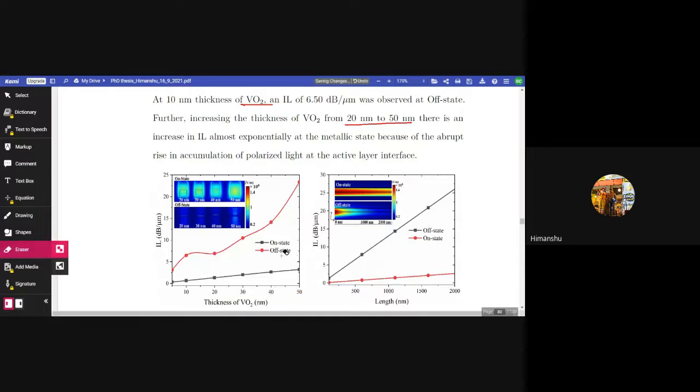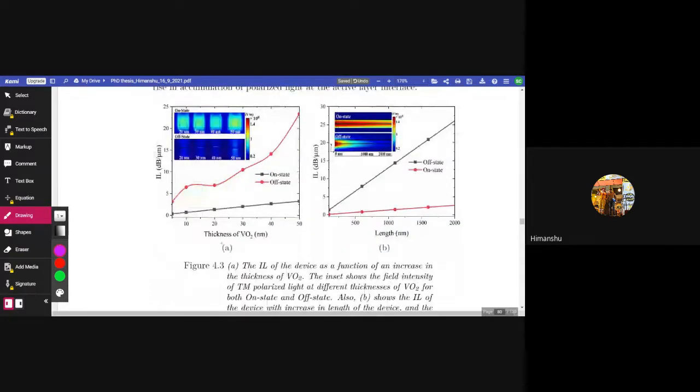So here in figure 4.3, there are two figures. Figure 4.3a shows the insertion loss of the device as a function of an increase in the thickness of vanadium dioxide, and the inset shows the field intensity of the TM polarized light at different thicknesses of VO2 for both on state and off state. So it means by increasing the thickness of vanadium dioxide inside the silicon waveguide, we are measuring the insertion loss at off state and on state.